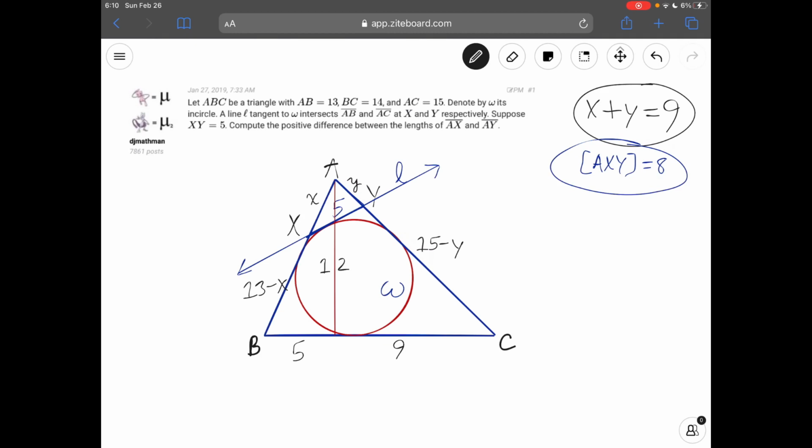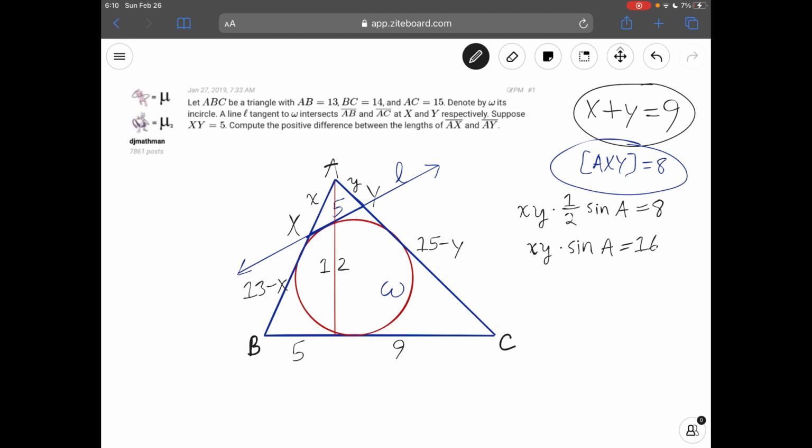So now we found that the area of triangle AXY is equal to 8. And we can also express that in a different way. We can use the law of sines area formula for x and y. So we have xy times 1/2 sine A is equal to 8 by the law of sines area formula on triangle AXY. So we can write xy times sine A equals 16.